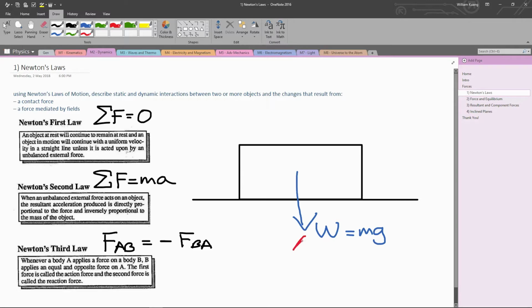And so I'm going to use the notation N to stand for the normal force. And so I'll just write in brackets normal. So this is the normal force that comes from the ground acting on the object.